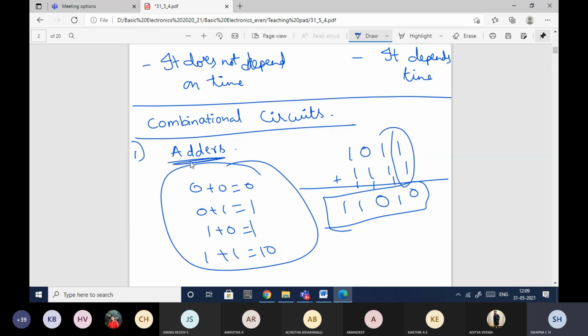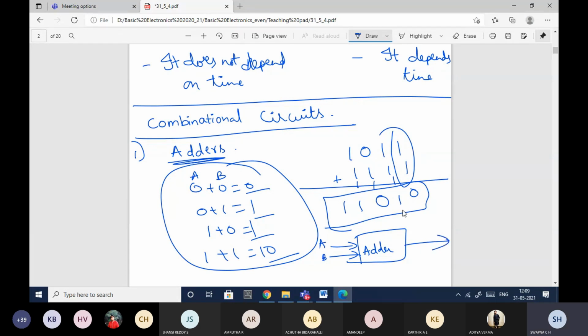This is how I'm saying I have to design a circuit, an adder circuit, which will perform this operation and give me the output. Okay, so let me consider this is my A and this is my B. So I have an adder circuit, and to this adder circuit I'll give 2 bits, A and B. A can take either 0 or 1, and in the same way B can take either 0 or 1.